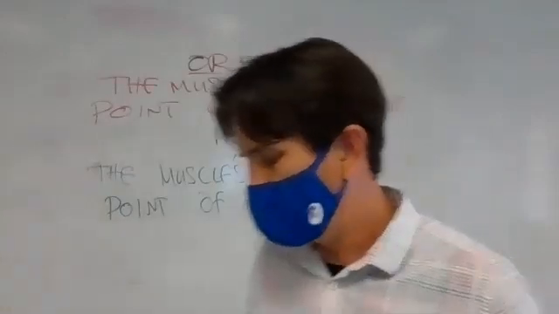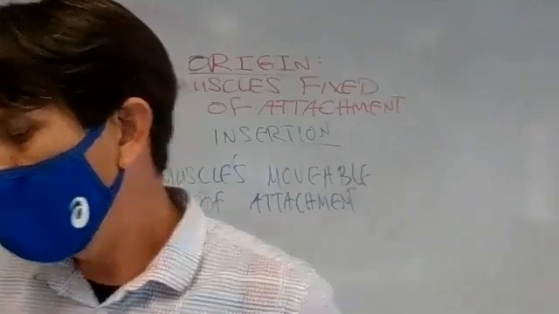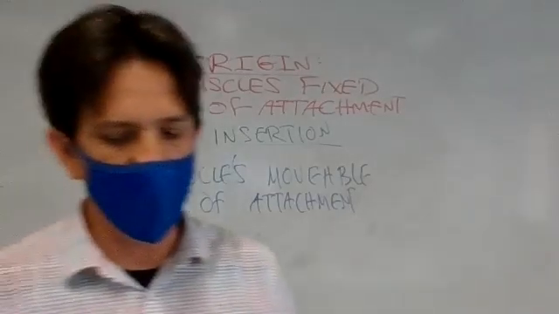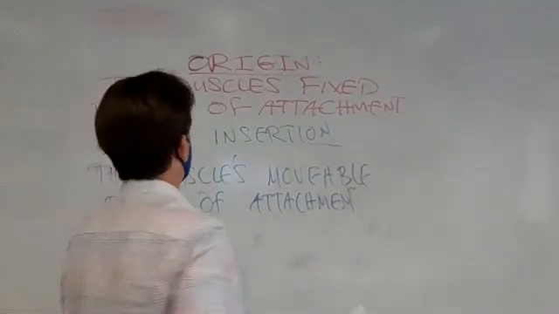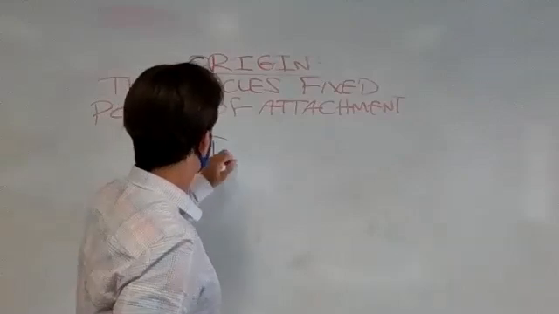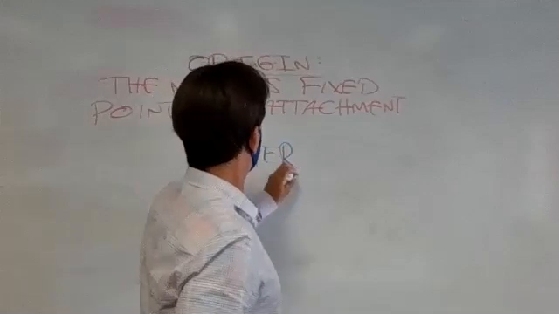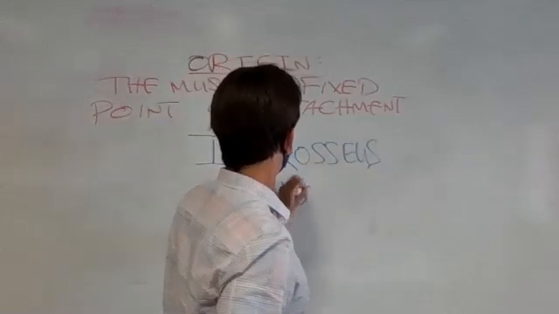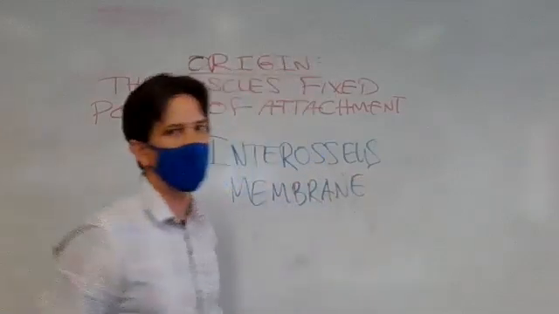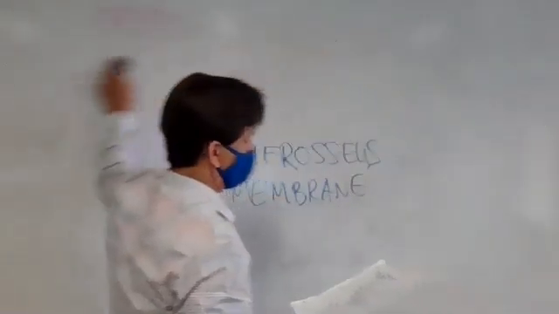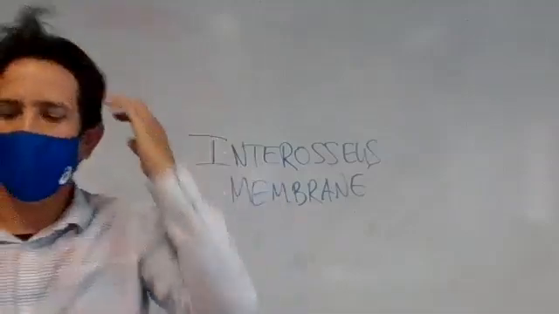So the tibialis posterior. Its origin is the upper 2/3 of the posterior surface of the tibia, fibula, and interosseous membrane. So again, the upper 2/3 of the posterior surface of the tibia, fibula, and interosseous membrane.